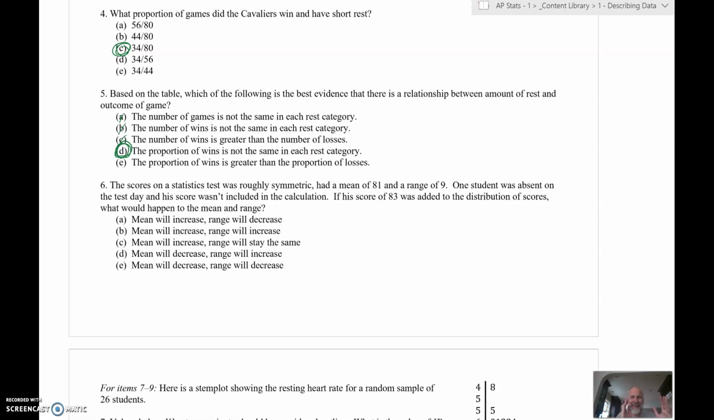When you add the 83, that's within the bottom to top, and so the range isn't going to change. The smallest value and the top value are still the same value. So the range is going to stay the same. And woohoo, there's only one that gives me that choice.